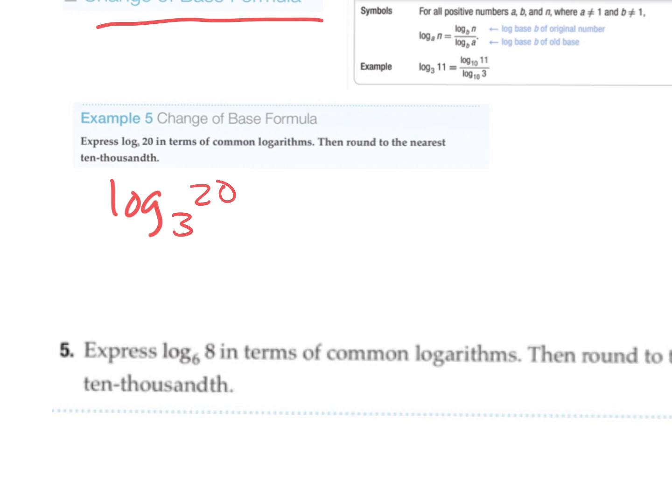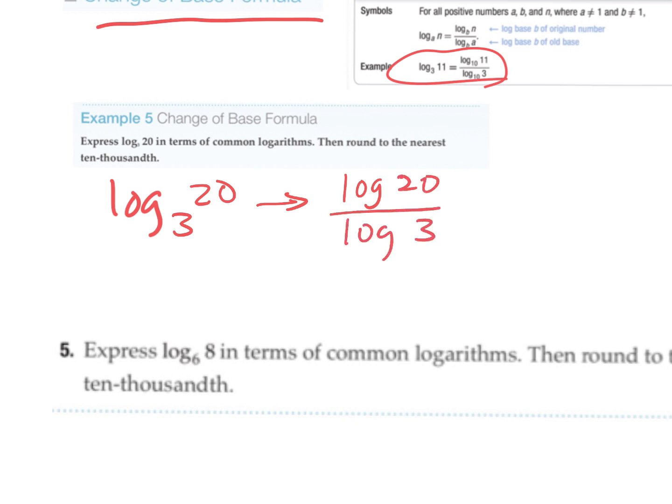But what we can do is change it into a base 10, and all we do is follow the example up here. I'm going to change to a log base 10, and I'm not going to write the base 10: log 20 over log of this base 3. And now we can type these into our calculator.